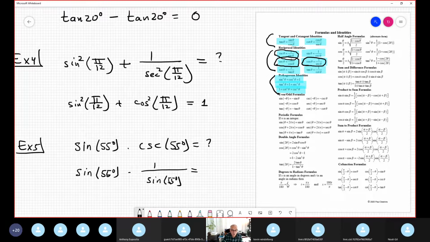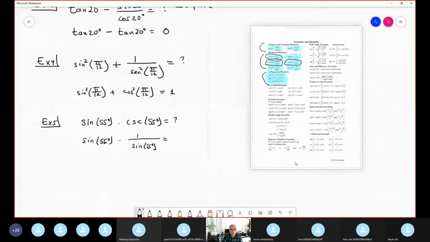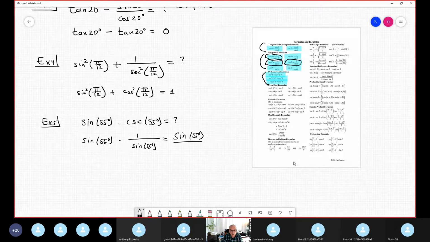So I replace it by 1 over sine 55. Okay, so now sine 55 divided by itself, because 1 is invisible, you know, is sine 55 divided by sine 55. It's obvious that it is 1, no? Okay, the answer of this is 1.